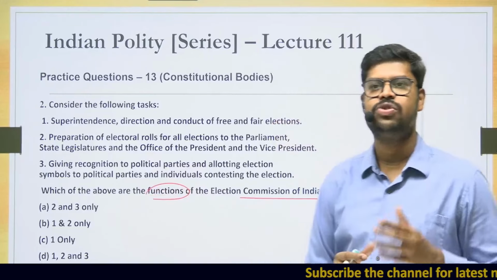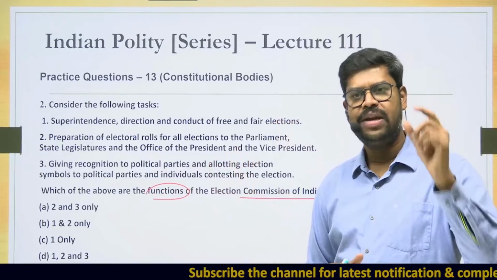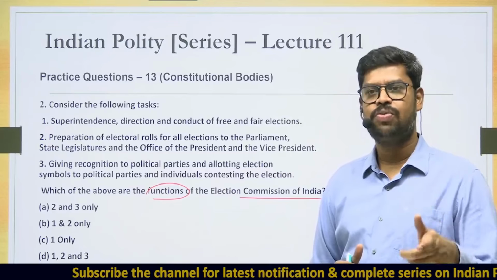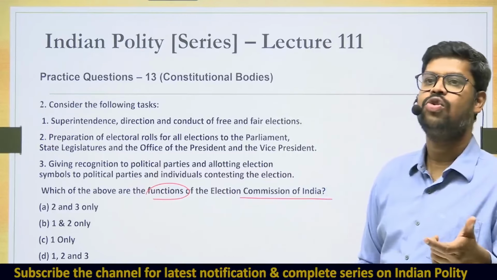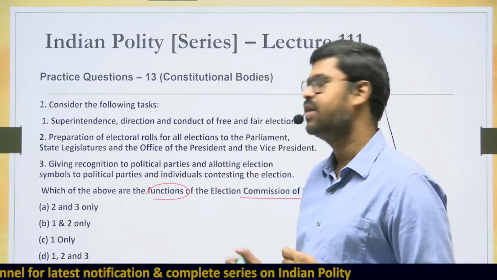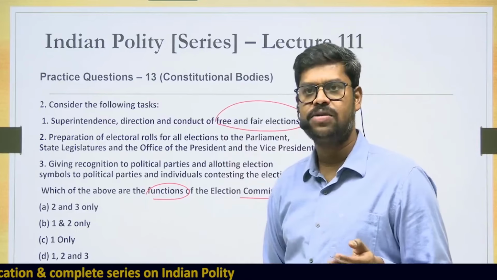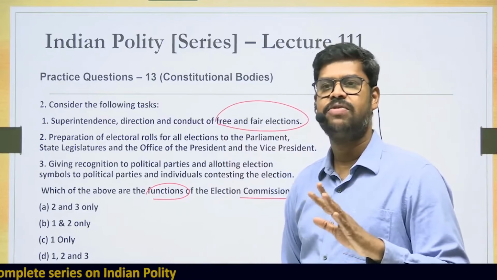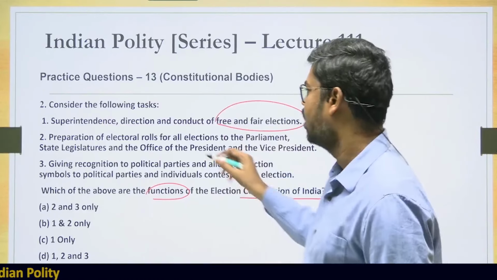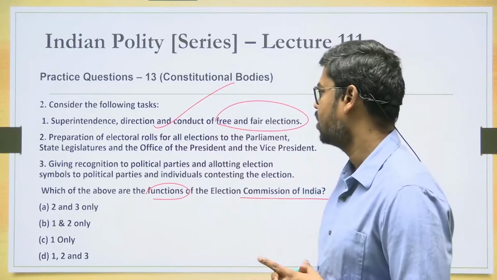Basically the question is talking about the functions, and the very beginning of Article 324 says that there shall be an Election Commission to supervise, direct and control the elections in our country, therefore ensuring what is called free and fair elections. Free elections means free from any malpractices. Fair elections means where everybody is given an equal opportunity in contesting the election. So this is definitely one of the functions of the Election Commission of India.